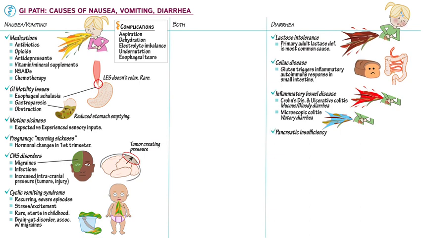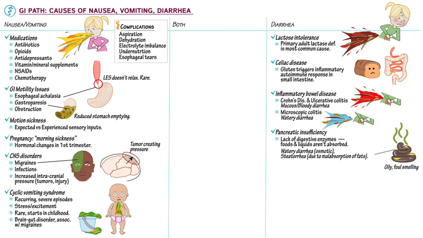Then write that pancreatic insufficiency is characterized by a lack of digestive enzymes. As we might expect, this means that foods and liquids aren't absorbed. As a result, patients have watery diarrhea due to osmotic forces in the intestines, and steatorrhea, which is due to the malabsorption of fats. We show that steatorrhea, also known as fatty stools, is characterized by oily, foul-smelling stool that is often yellowish and floats due to its high fat content.